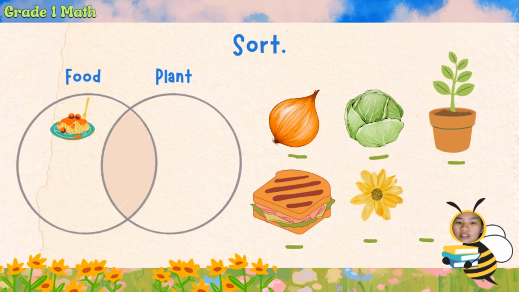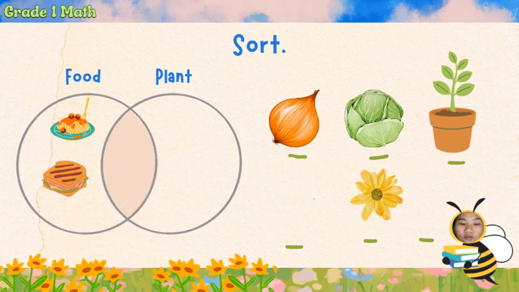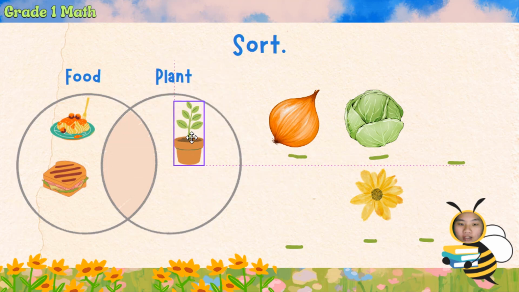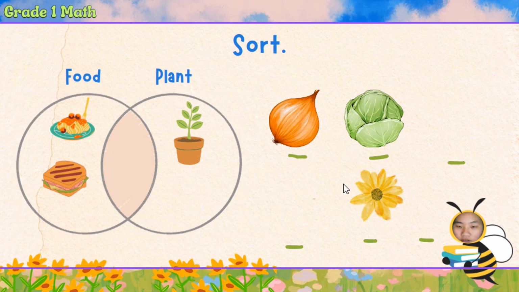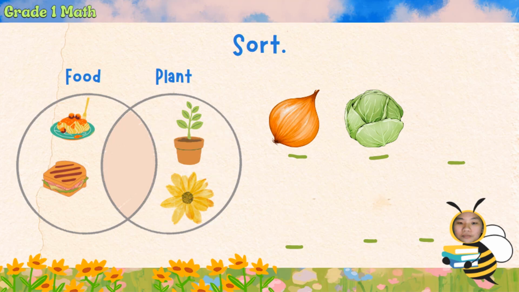Next up, what else is food aside from spaghetti? Well, we have the sandwich, right? The sandwich is also food. And you eat sandwiches, you eat spaghetti. Next up, plant. Well, I'm going to go for the potted plant, okay? Very simple. You see this every day. A plant in a pot. Next up, what else is a plant? Well, plants also have flowers. So I'm going to put flowers in there.